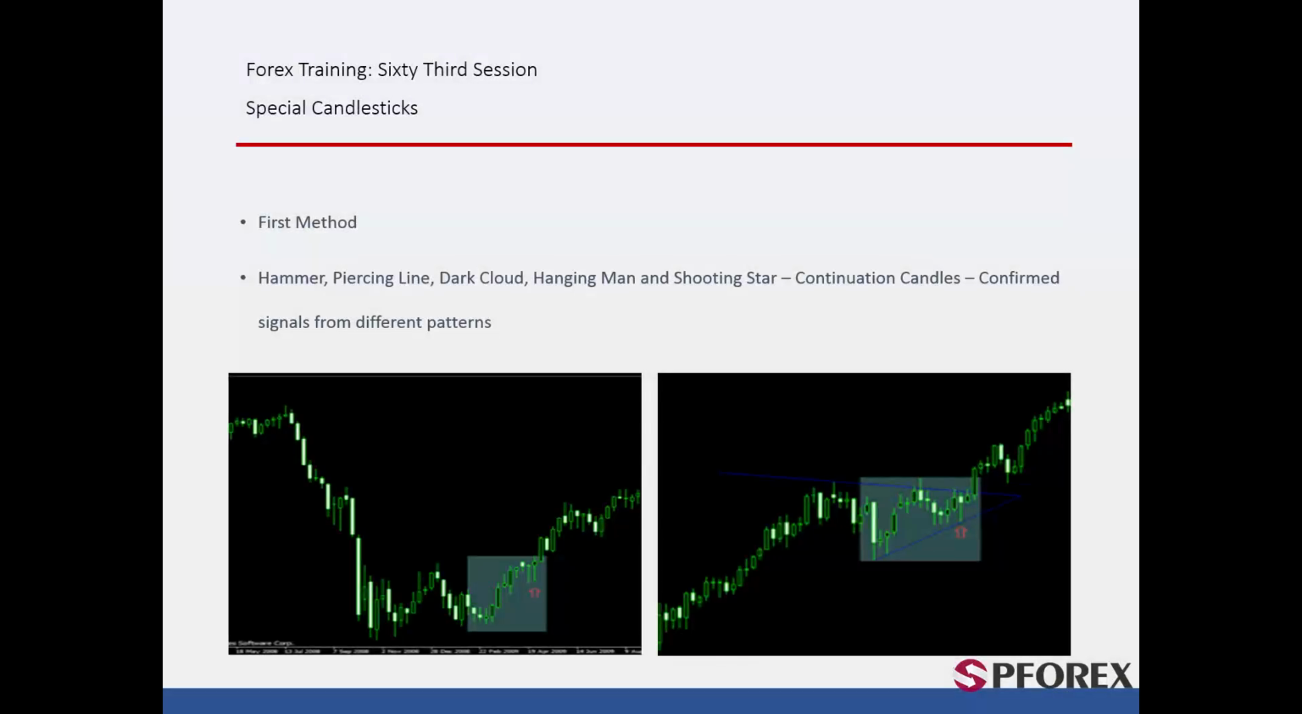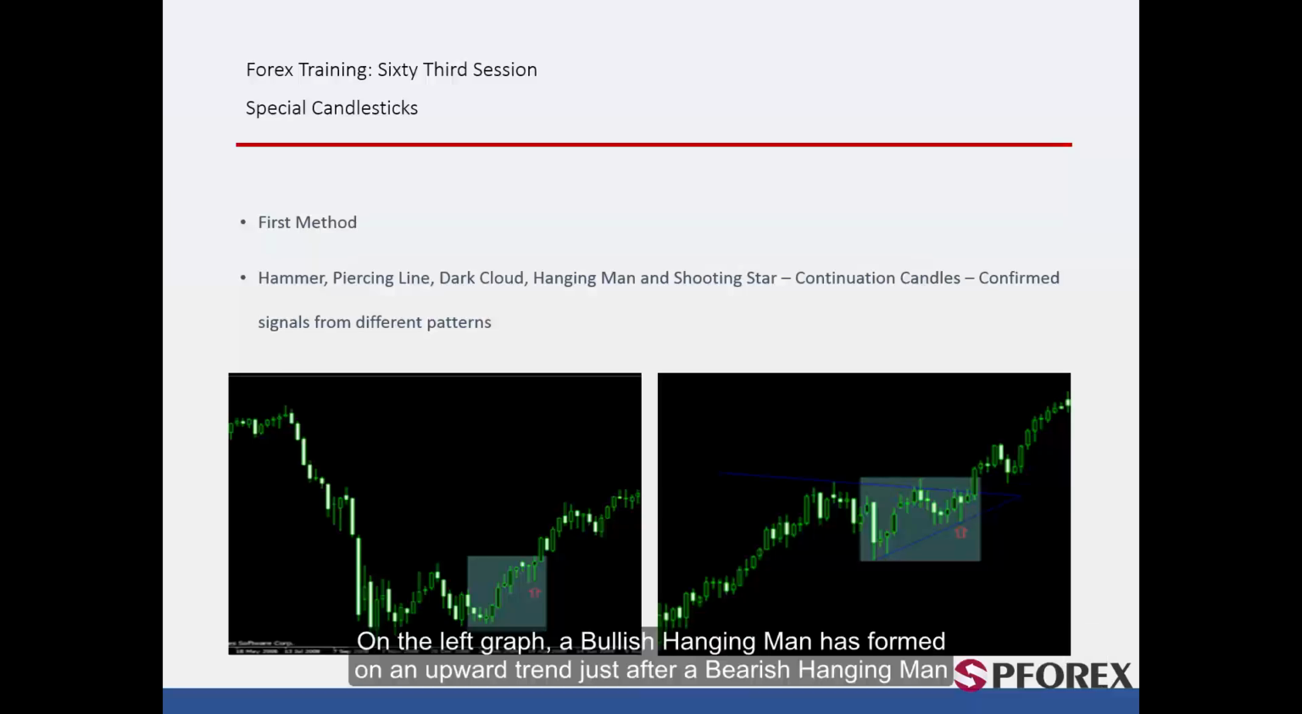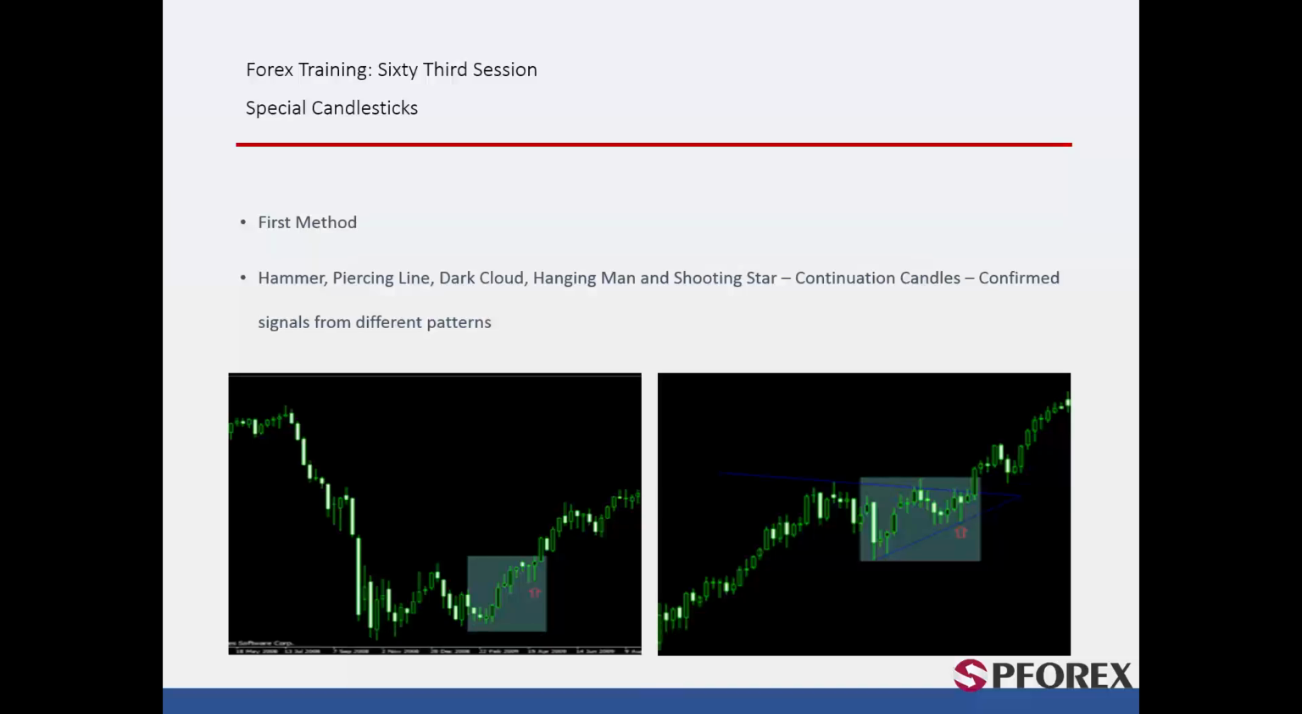First method. Hammer, piercing line, dark cloud, hanging man and shooting star are all special candlestick patterns that can form in a trend to determine the future direction. On the left graph, a bullish hanging man has formed on an upward trend just after a bearish hanging man. This pattern confirmed that the uptrend would continue its direction towards the top.